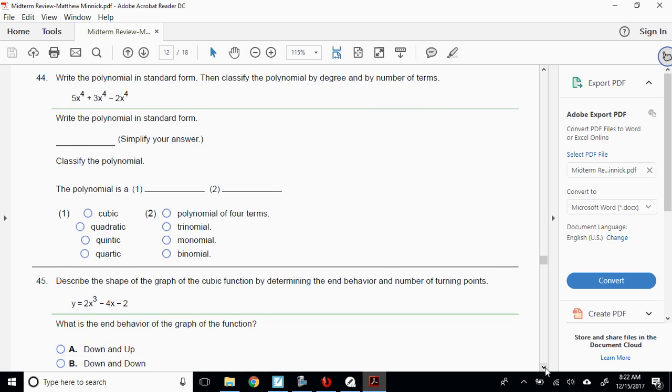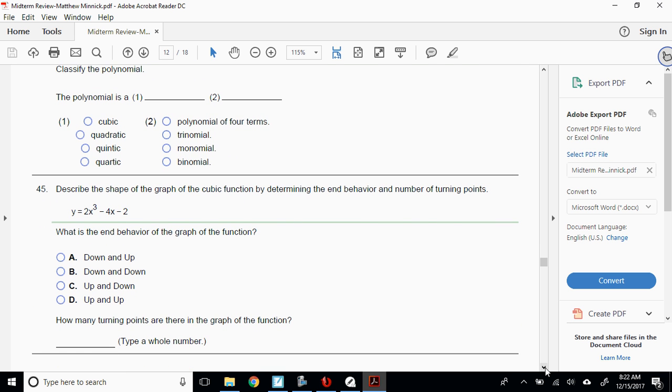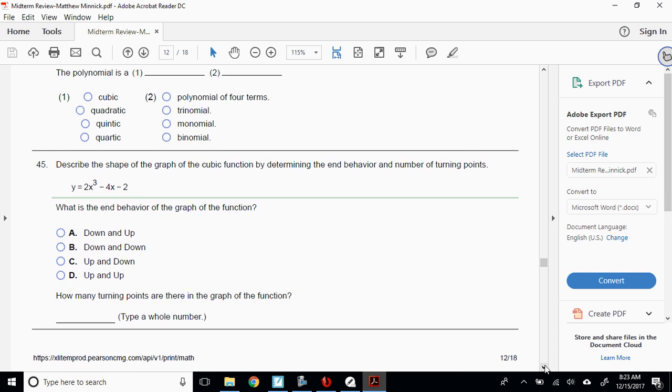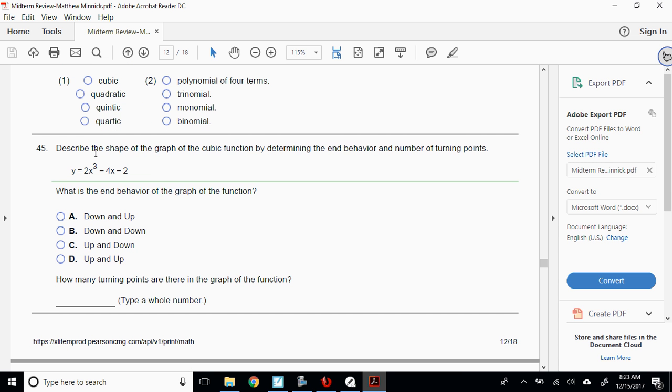Number 45, if we look at that, it's cubic. The end behavior is down and up. Turning points, we really didn't talk about that much, other than the fact that if something is of degree 3, it can have 2 turning points, or it could have less than that by an even number. You'd have to graph that to see what it is, and number 45 actually has 2 turning points.